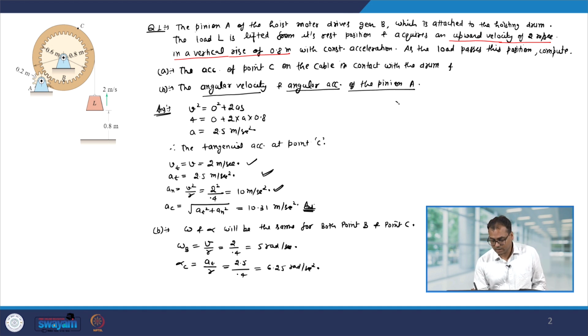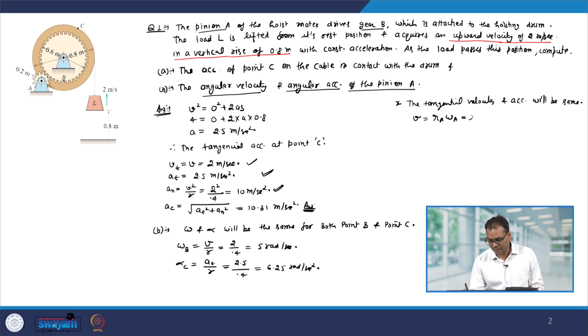Now, note that the gear B drives the pinion A, therefore, the tangential velocity and the acceleration will be the same. So, velocity v equals r_A omega_A equals r_B omega_B, and the acceleration r_A alpha_A equals r_B alpha_B.